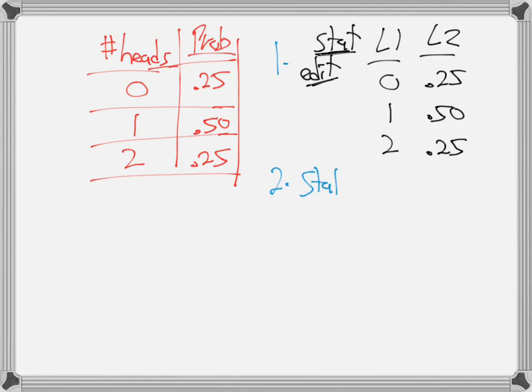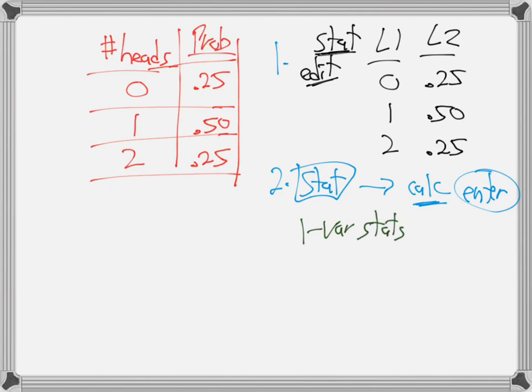Step 2, hit the stat button again, and then we're going to calculate, right? So you move on over to calculate, just like we normally do, and then hit enter, and enter. And what you'll see on the screen is it'll say one var stats. Now there's some newer versions and some older versions of the TI. I have the older one. Does yours offer something else? 1 var, 2 var, med. Oh yeah, just hit enter on the 1 var. Everybody get the 1 var stats?